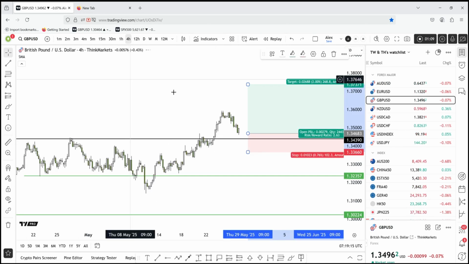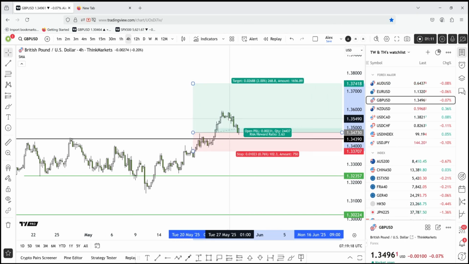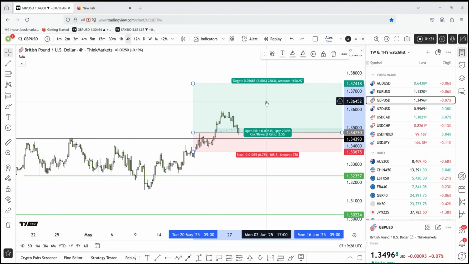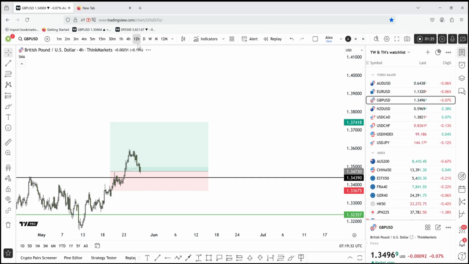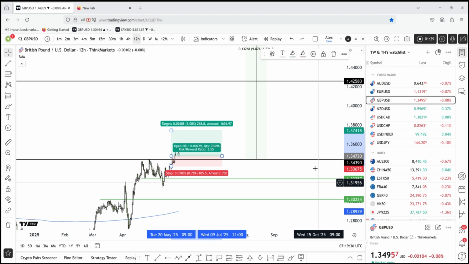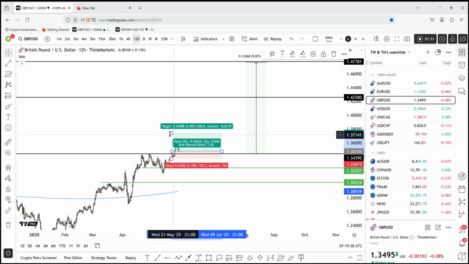We can go down to the 4 hour, and you can see it even better. You can really see how this is a well-defined level. I don't like to put the stop loss exactly at this level, maybe slightly lower like that. So we're risking 105 pips, and if we recuperate over the next couple of days, then the risk reward ratio is going to be really good.